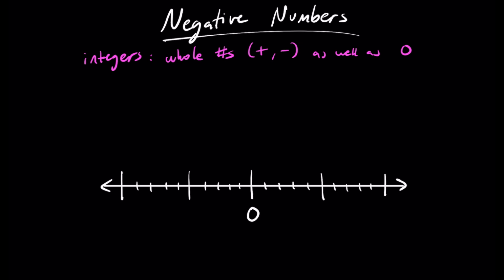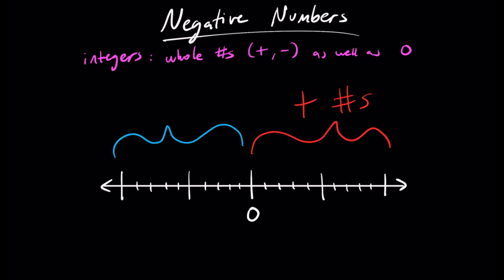So to the right of 0 is where we're going to have positive numbers. And then to the left of 0 is where we're going to have our negative numbers. And a number line in this range would look something like this. So to the right of 0, we would have 1, 2, 3, 4, 5, 6, 7, 8, 9, and 10. And then to the left, we would have negative 1, negative 2, negative 3, negative 4, negative 5, negative 6, negative 7, negative 8, negative 9, negative 10. So it's the same thing, just in the opposite direction.